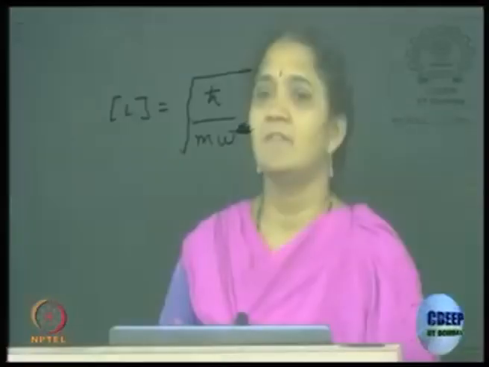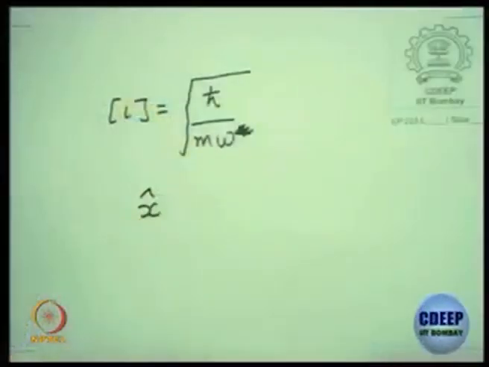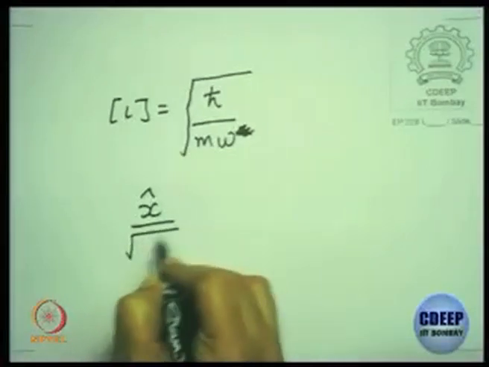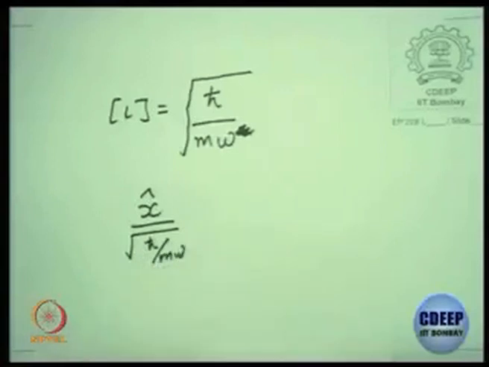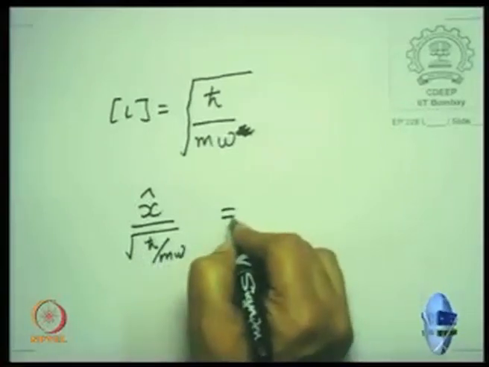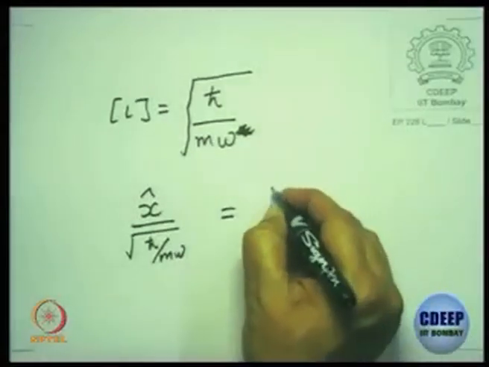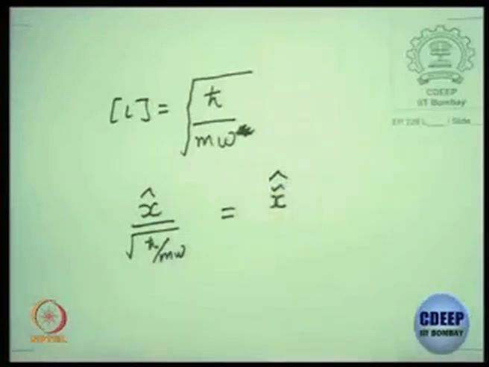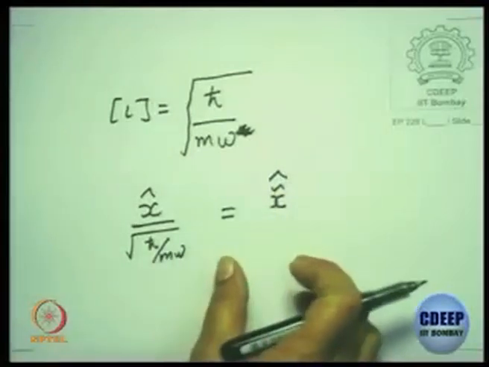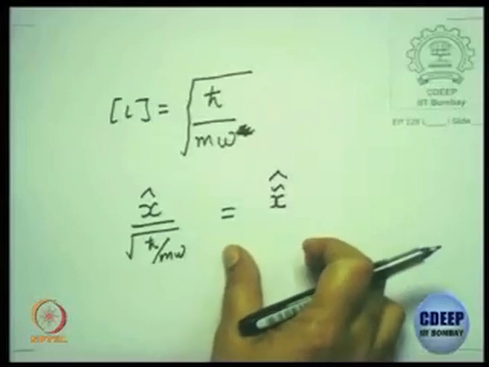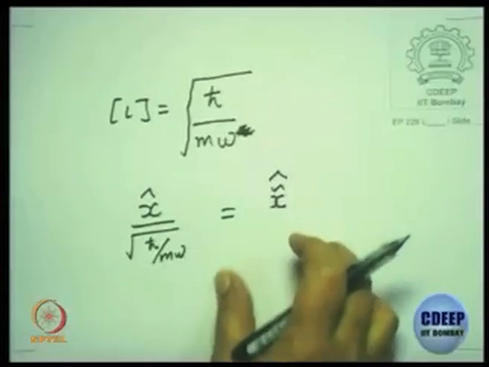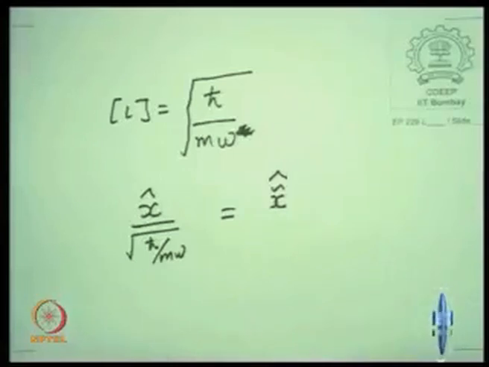So why are we doing this? Suppose we write a position operator that has length dimension. I can make it dimensionless by dividing by this length and calling it x tilde, to indicate that it is dimensionless. Many times it's convenient to work with dimensionless quantities.